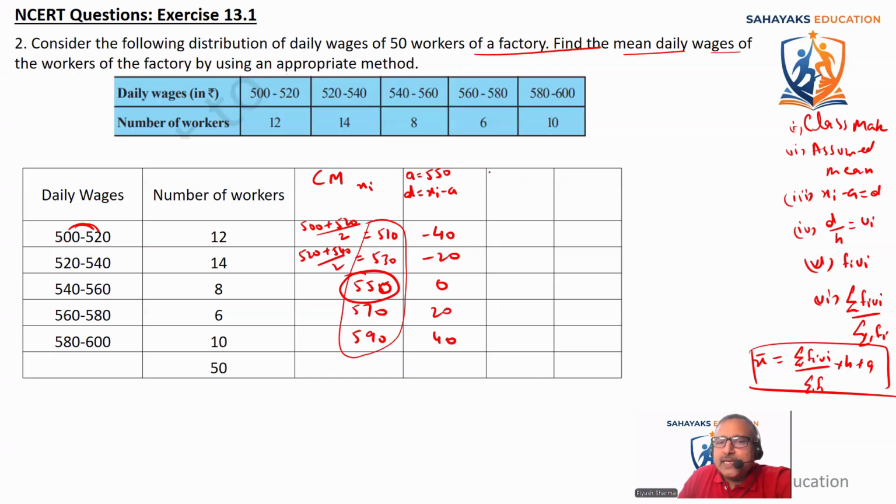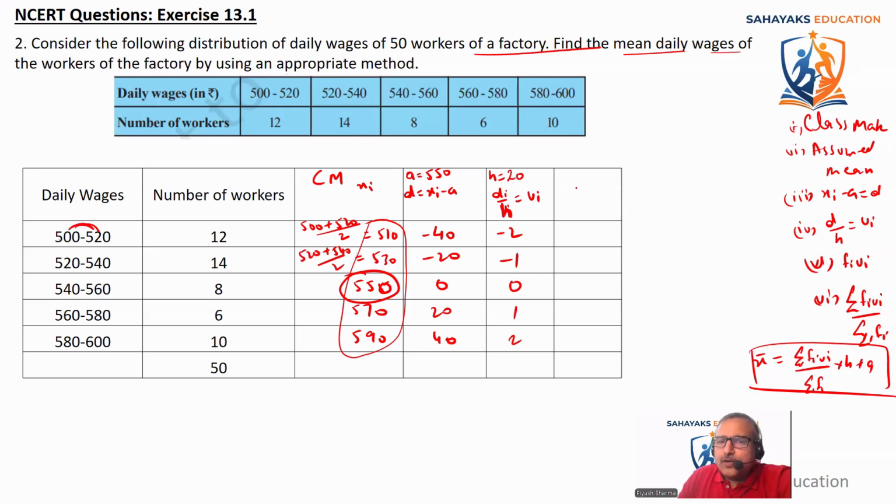Now we are going to consider h is equal to the common factor among the deviations, the common factor as 20. And we are going to find out di divided by h, and we'll call it ui. So everything divided by 20: minus 40 divided by 20 is minus 2. This is minus 1, 0, 1, and 2.